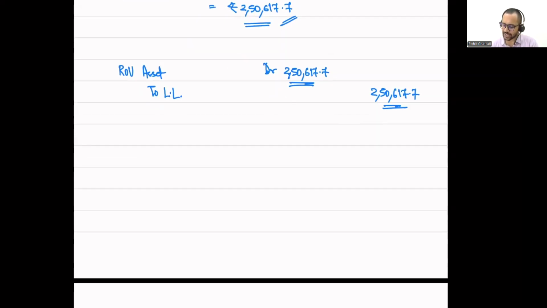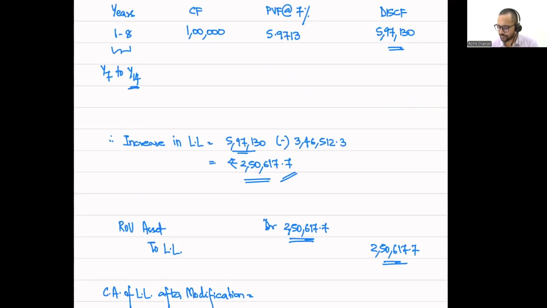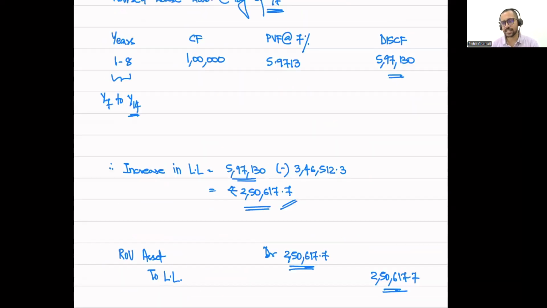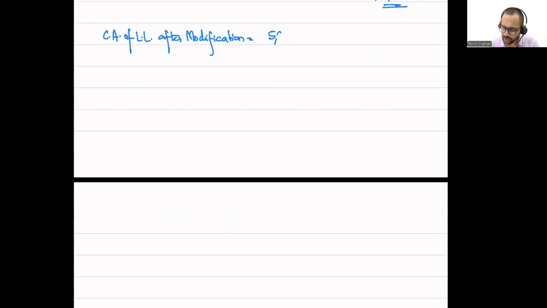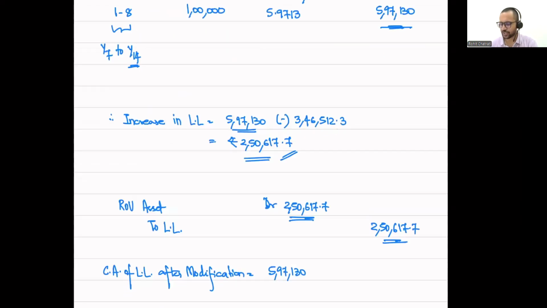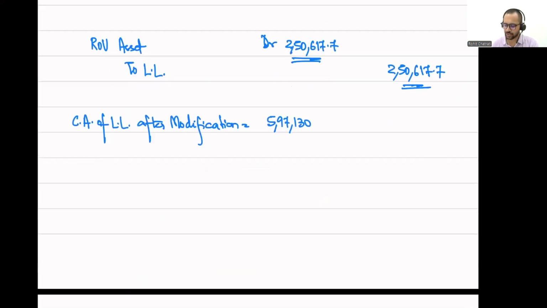All right. So the carrying amount of the lease liability after modification is going to be equal to exactly this value, 5,97,130. The carrying amount of the lease liability after modification will be 5,97,130. So what will happen is we have a lease liability currently in the books of 3,46,000. We add 2,50,000 to it, and therefore we have carrying amount of lease liability as 5,97,130.